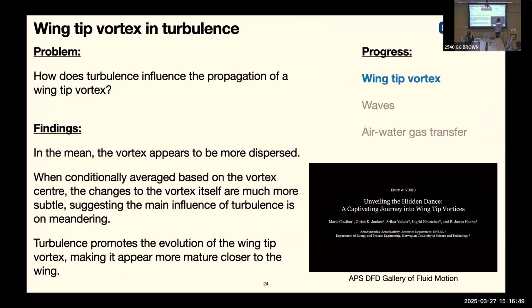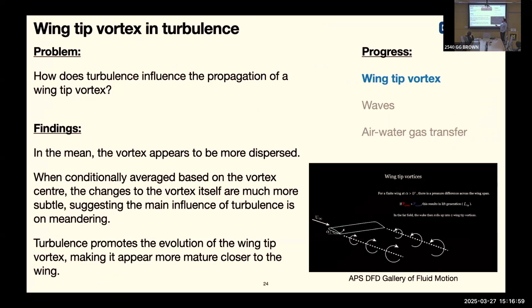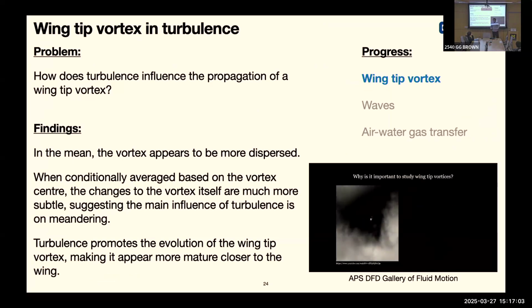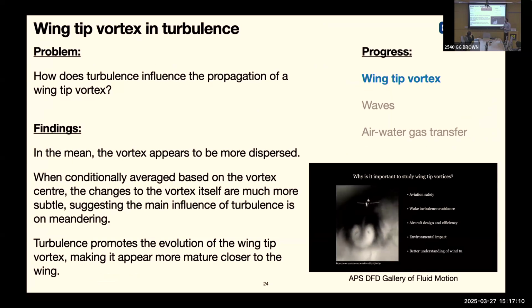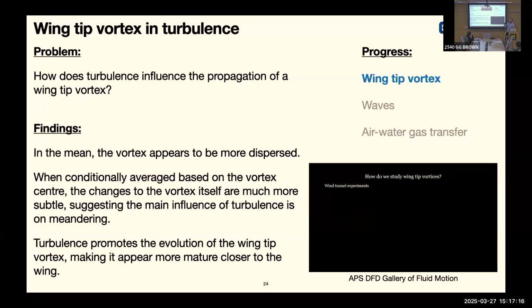So remember there's 3 parts. This is just what to remember from what we just talked about. We want to know, how does turbulence influence the propagation of wingtip vortices? In the mean, it looks like it's more dispersed. But when you take a conditional average about where the vortex is, you see that the vortex itself looks the same. And really the reason the mean looks different is because it is meandering more. And the turbulence is promoting a more rapid transition to the final state, which is why it's meandering more closer to the airfoil.